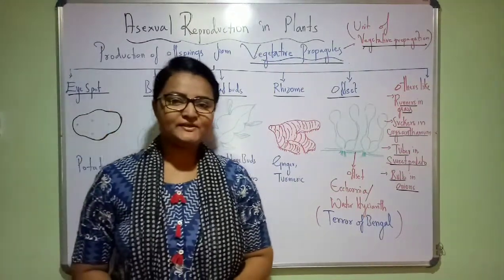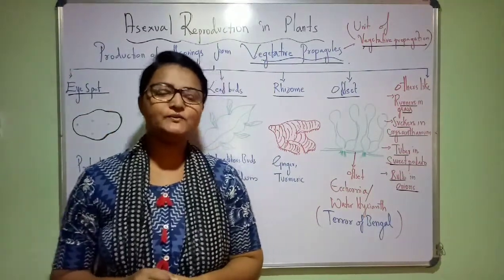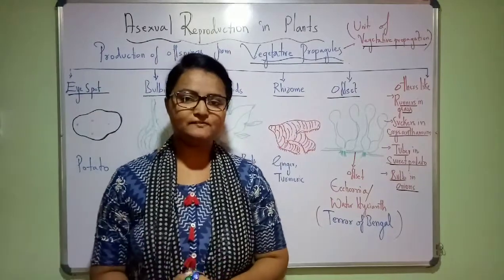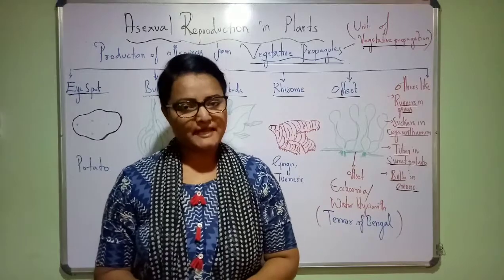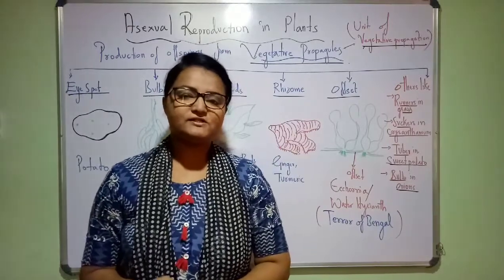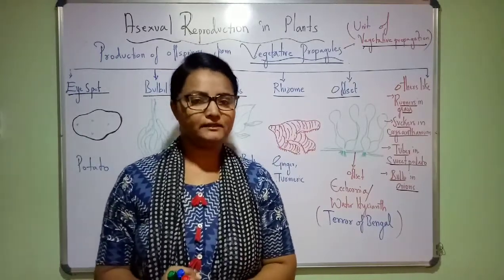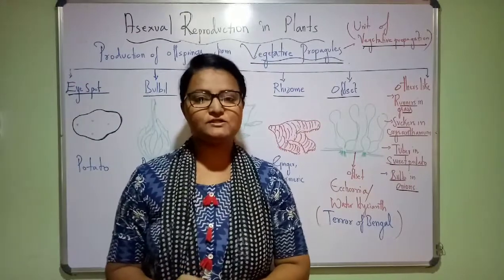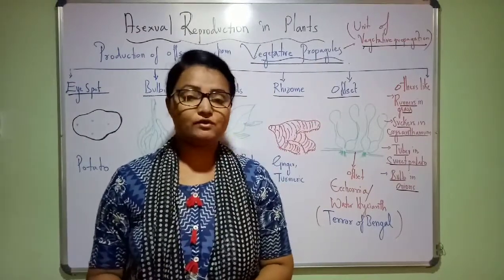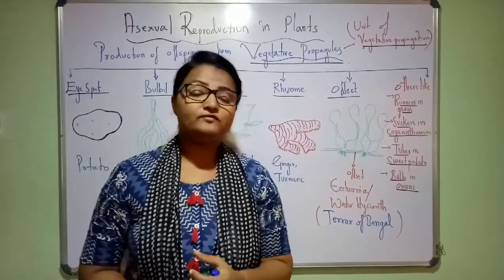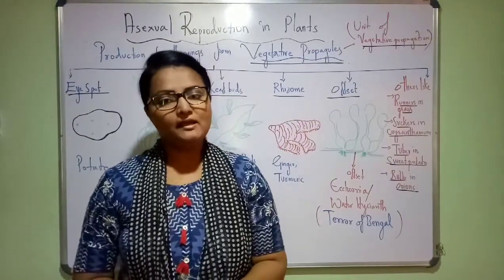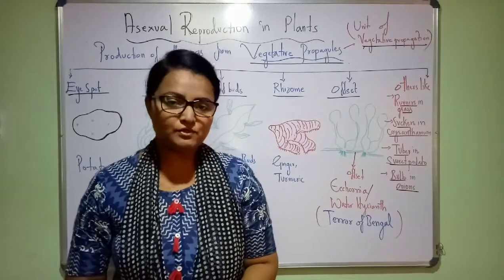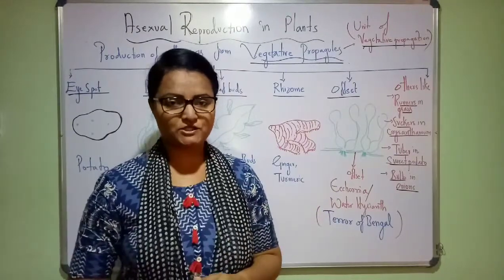Hello students. Today we are going to start with the next concept, that is asexual reproduction in plants. Yesterday we finished reproduction, its definition, types of reproduction, and also the types of asexual reproduction in animals. Today, with respect to plants, we are going to study asexual reproduction.